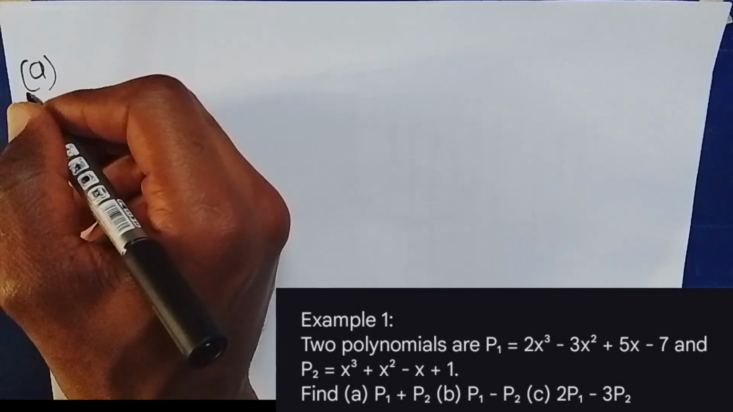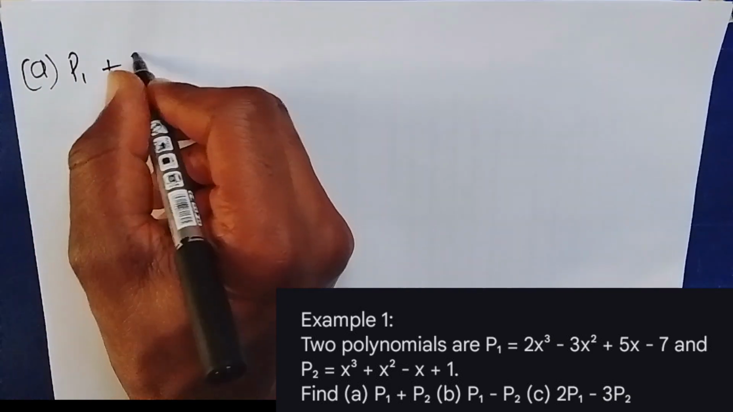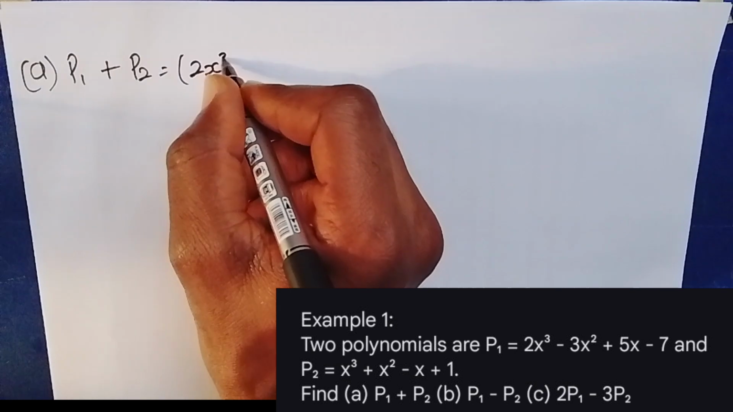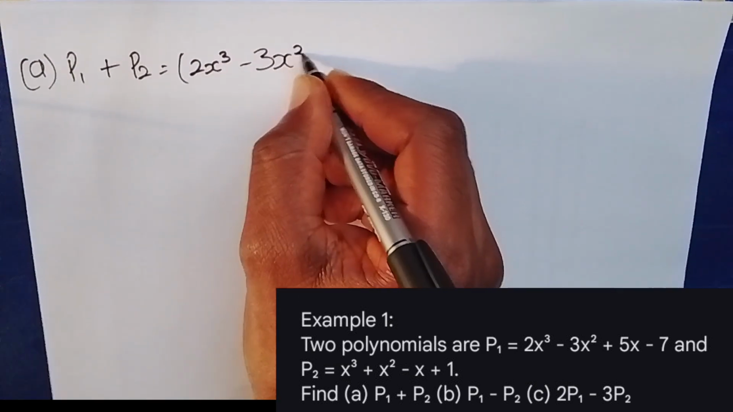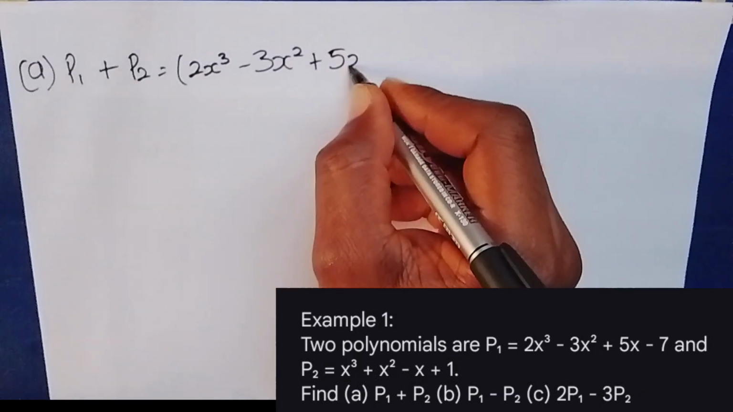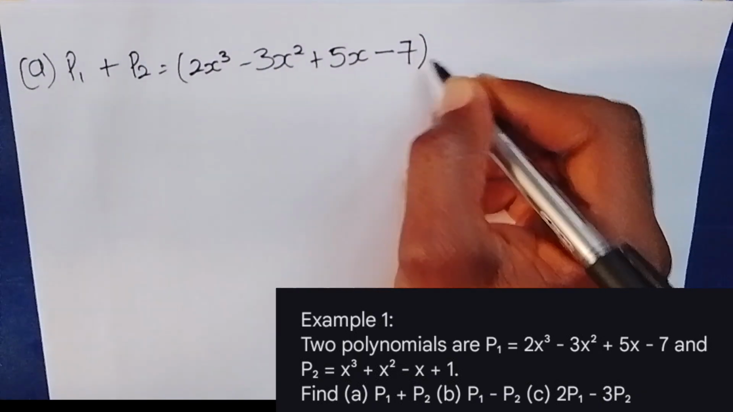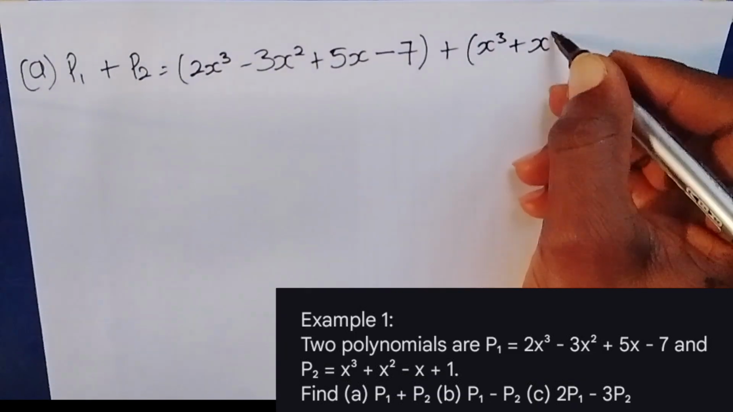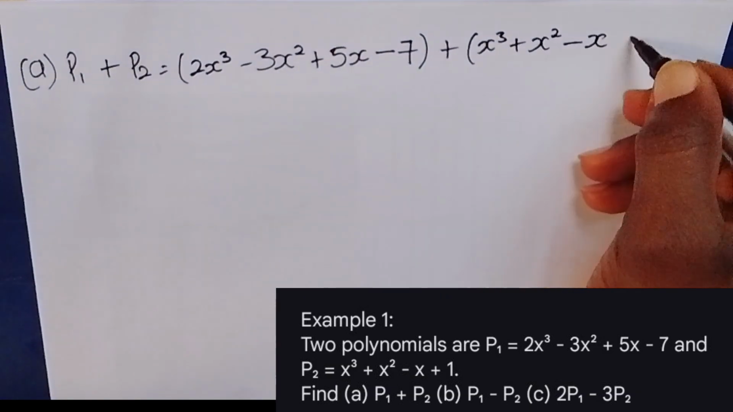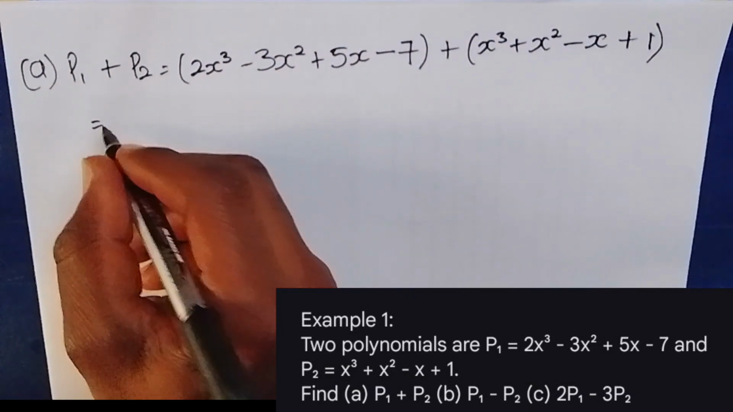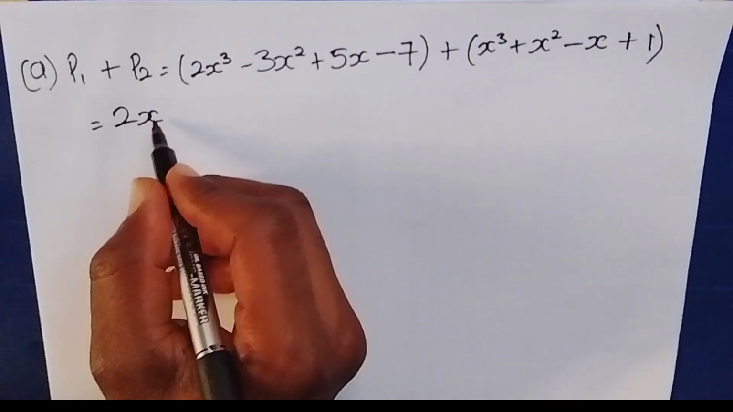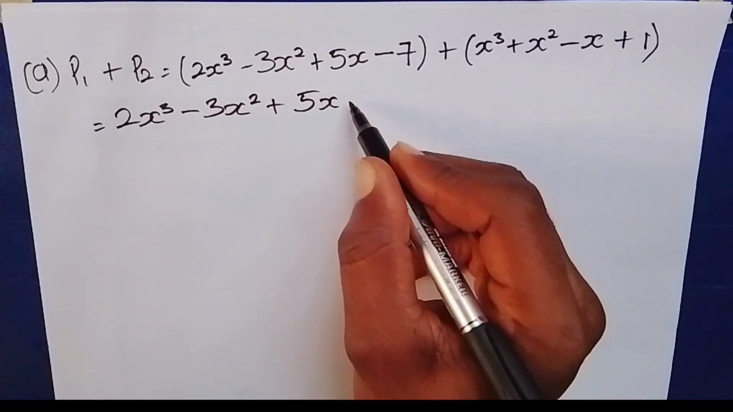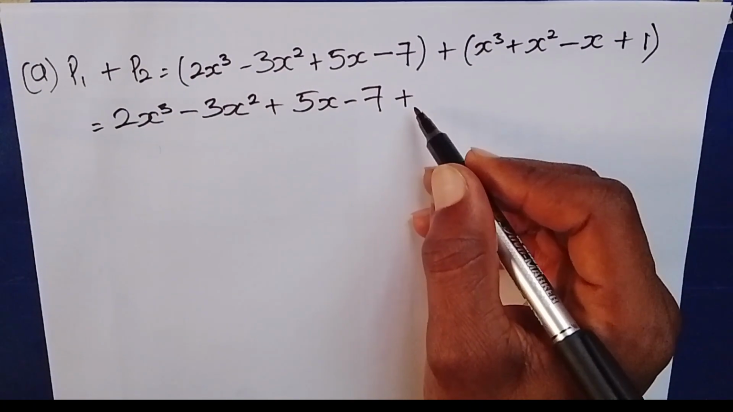We have to find P1 plus P2. Our P1 is equal to 2x cubed minus 3x squared plus 5x minus 7, plus our P2, which is equal to x cubed plus x squared minus x plus 1. So let's open our brackets, and we have 2x cubed minus 3x squared plus 5x minus 7 plus, now this being a positive sign.